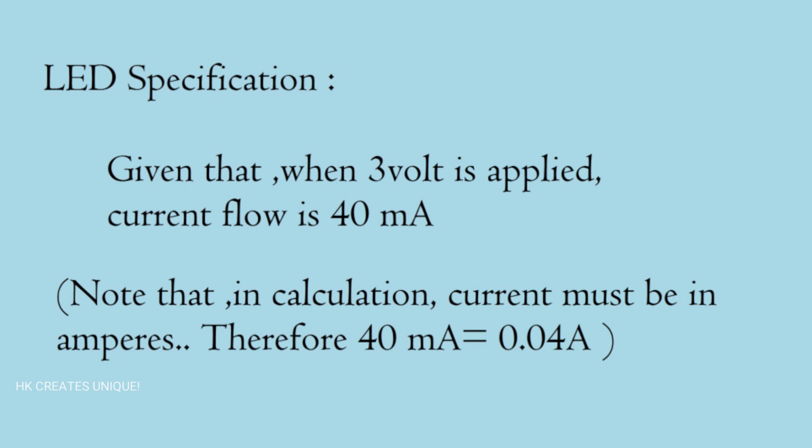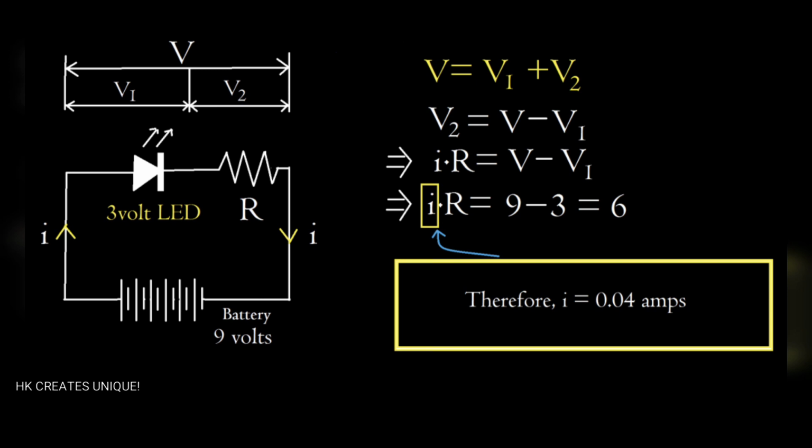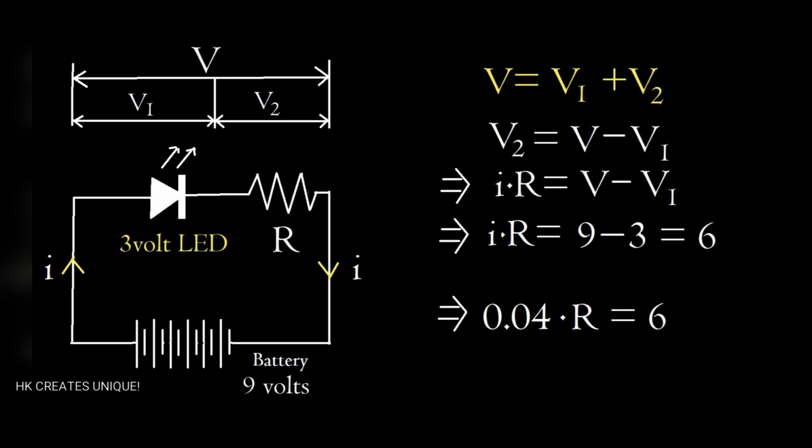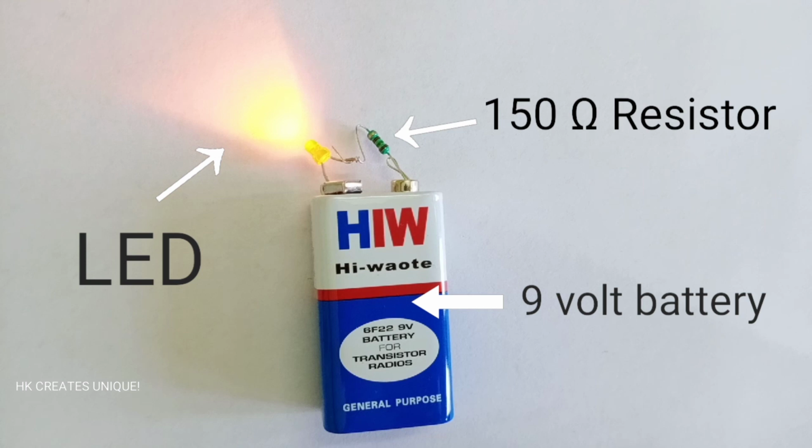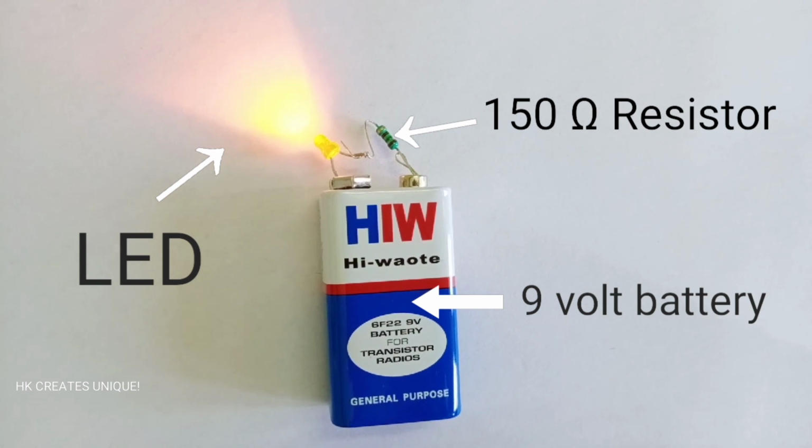Now, from the specification of the LED, we found that LED draws 40 milliamps or 0.04 amps. Therefore, put the value of I in the equation. 0.04 times R is equal to 6, which implies R is equal to 6 divided by 0.04, and the final value of resistance is 150 ohms. This is how you can calculate the resistance. After connecting resistor, the LED glows perfectly.